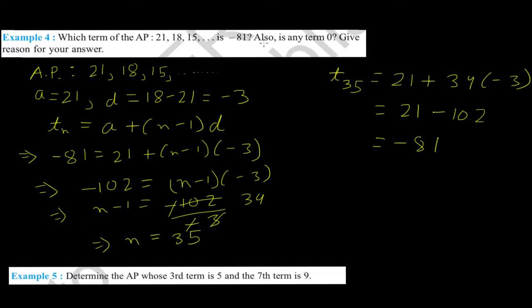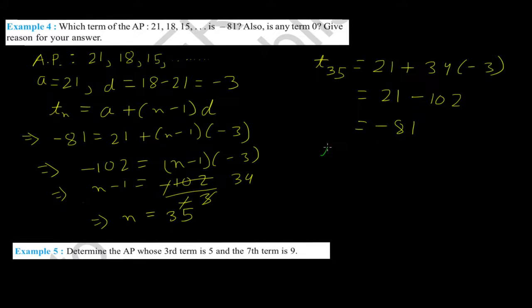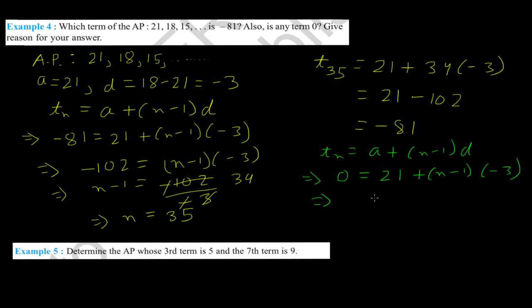Now there is also one more question: is any term 0? Okay, so let's say the nth term is 0, and we will try to find that n. Let us write the formula again. Tn is equal to a plus n minus 1 times d. We have Tn as 0, a is 21, plus n minus 1 times minus 3. If we take 21 to the other side, we have n minus 1 is equal to minus 21 divided by minus 3, and we have 7. Therefore n is equal to 8.